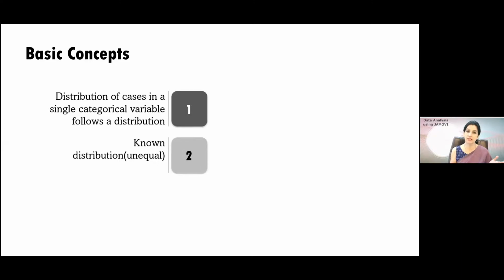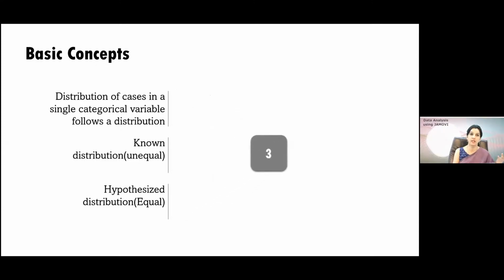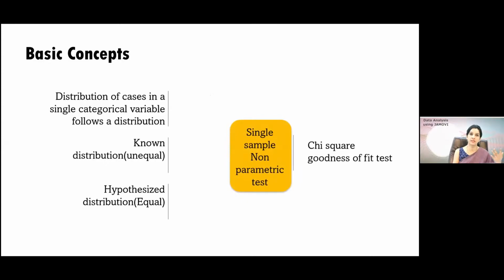That distribution can be a known distribution. And if that proportion is not known, you assume it to be equal. If the population proportion is not known, then you hypothesize and make it equal. If it is known, then it is never equal. So it is also known as the single sample non-parametric chi-square test, because you are taking only one variable in this case, and it is known as the chi-square goodness of fit test.